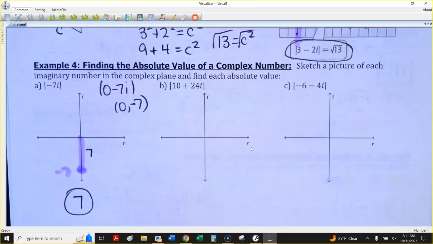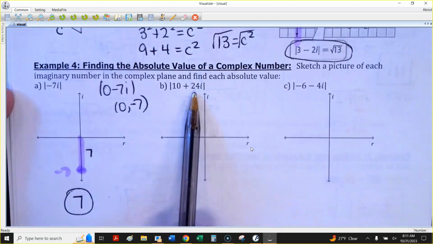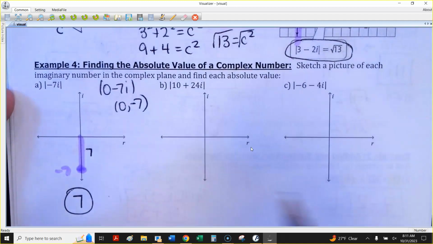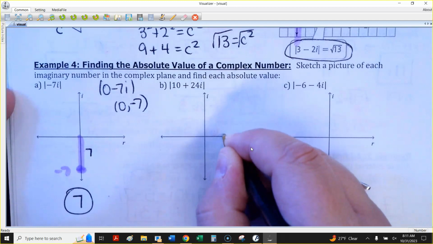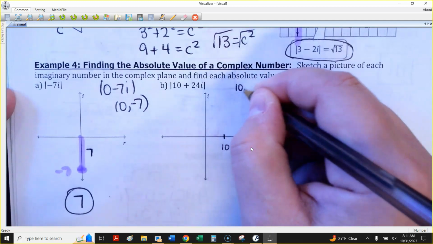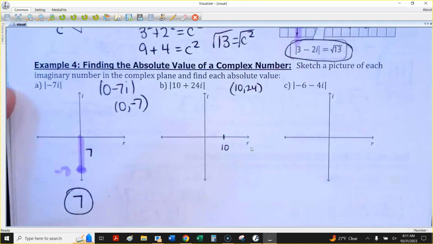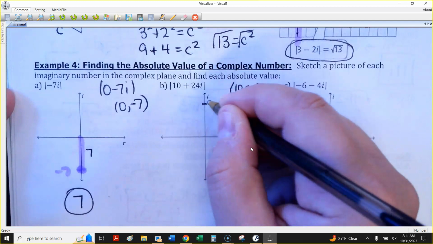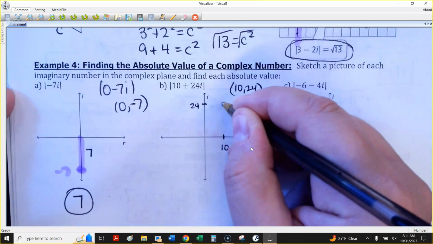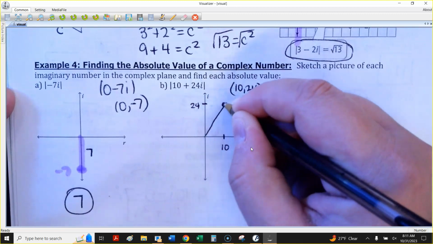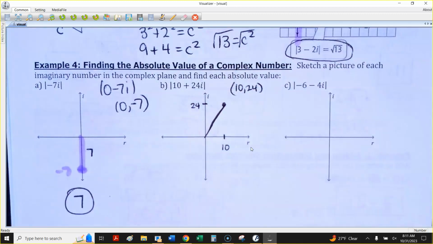Okay, now, if you do have two parts, like a real part and an imaginary part, I'm just going to eyeball something. I'm sure this is not accurate. Let's say this is 10, and so this would be the point (10, 24) on the graph. So this is 10, and maybe up here is 24. So the point would be somewhere like up here. And I'm going to try to find that distance from the origin to that point.